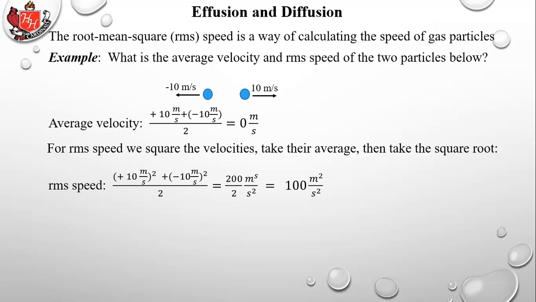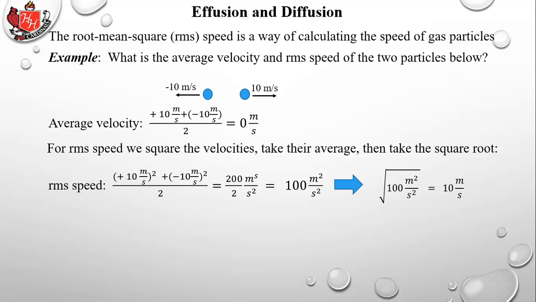So let's see that. So we take our two numbers, 10 and minus 10, we square them. That gives us positive 100 in both cases. So then you add them together, you get 200, you divide by the number of particles, which is 2, and you get 100 meters squared per second squared. And now you take the square root of that, and that gives you 10 meters per second. And as you can see, they really are both moving at 10 meters per second, so it's more accurate to speak in terms of RMS speed than it is in terms of velocities.